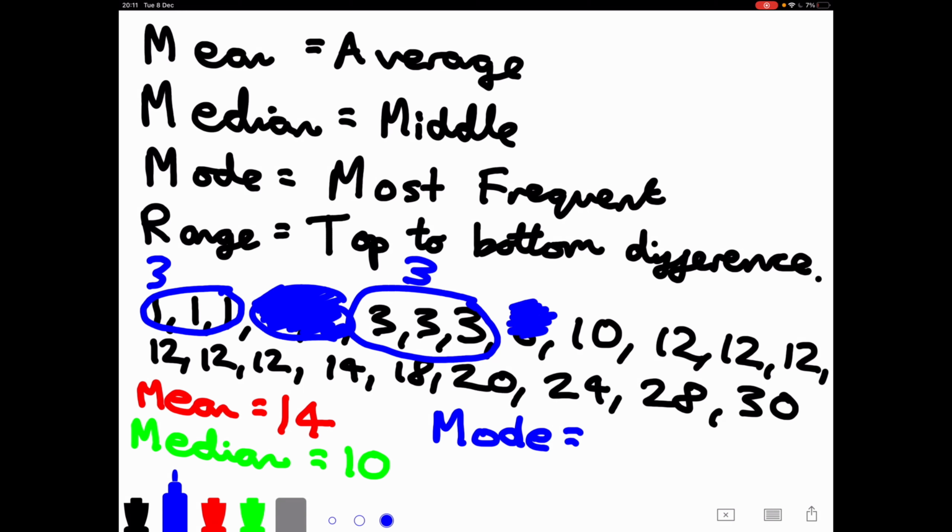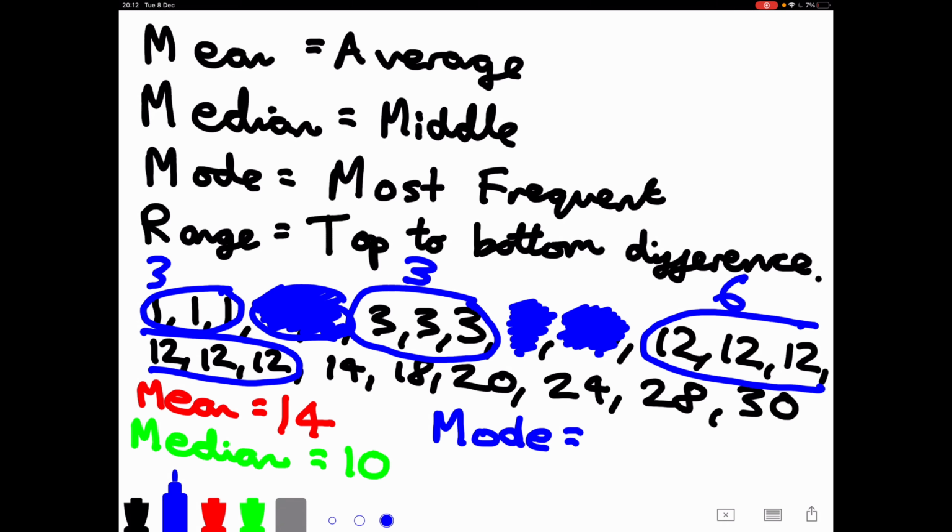There's only 1 six. Then 10, there's only 1 10. Oh, there's a group of 3 twelves. Oh no, 6 twelves. So we'll go over here: 12, 12, 12, 12, 12, 12. And that is a group of 6 twelves. And therefore, this removes this option and removes this option.